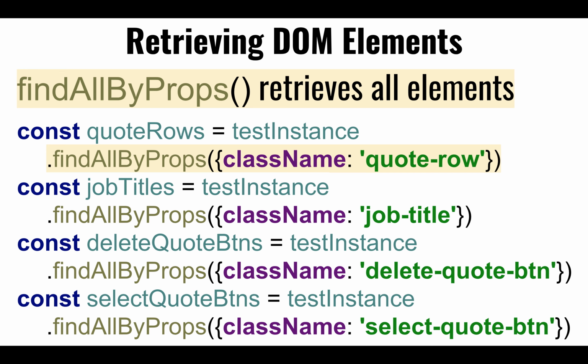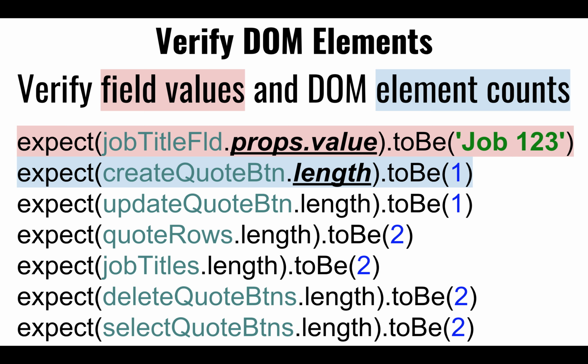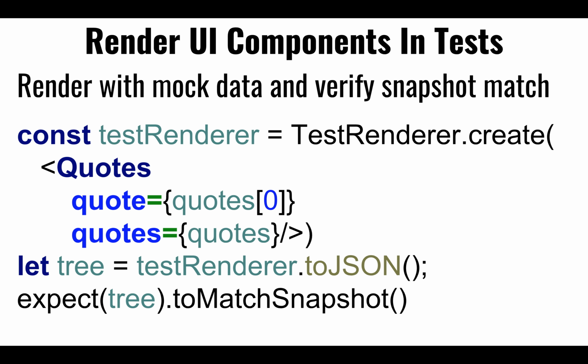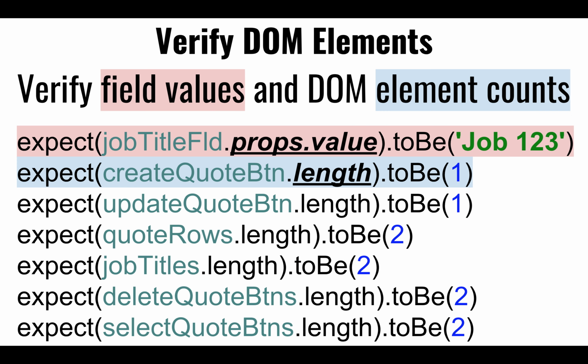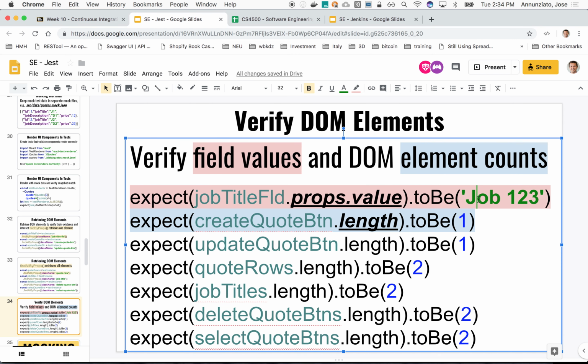We've gone to the DOM and fetched all these, and we can then create all sorts of asserts and do some expects and say, well, there should be that initial field, because the quote we fed it, quote sub 0, has a job title of J1. We can later just retrieve it and make sure that the job title is indeed job 1.